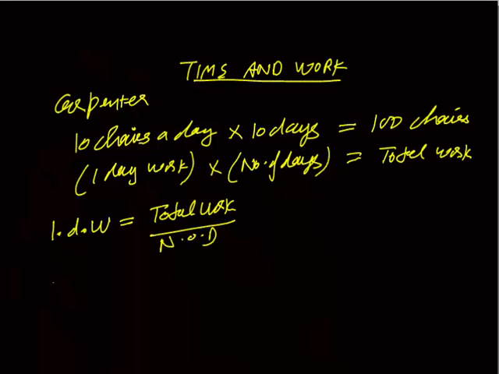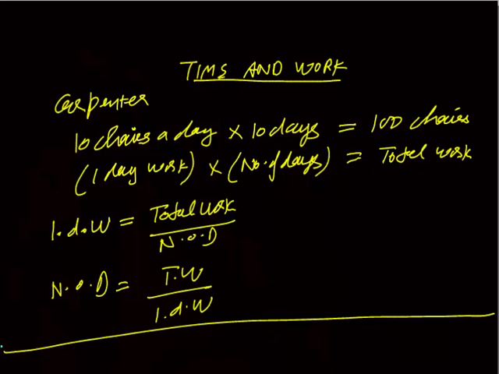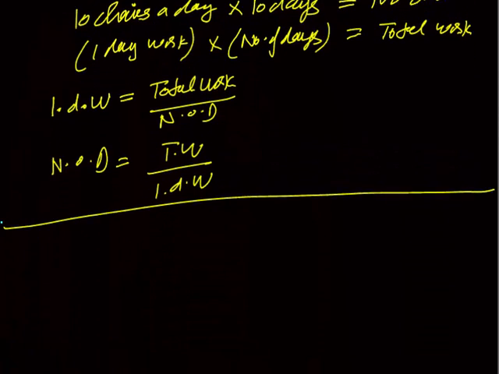And otherwise, if you need to calculate number of days, NOD stands for number of days, and this will be equal to total work divided by 1 day work. So out of these three variables, two will be given to you and you have to calculate the third one. Let's understand the concept more with the help of examples and what kind of questions can come in this chapter. I will start with the simplest question.